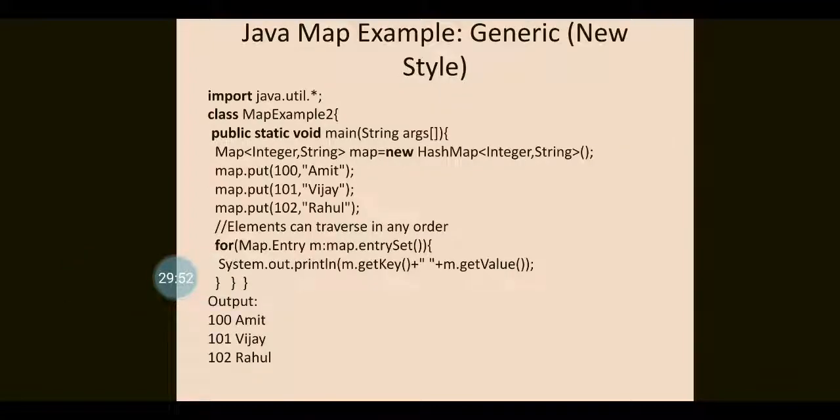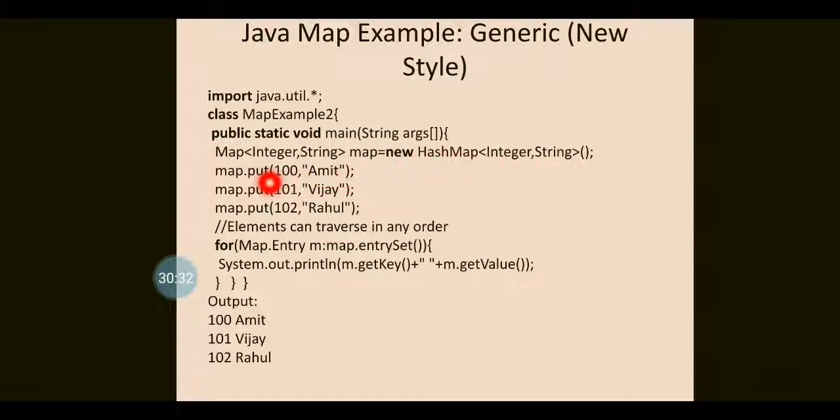Let us have an example. So java.util, then the user defined class and main method. Map contains key and value pair, so we have to give two data types, one for key and another for value. So Integer comma String, which means that the key will be of integer type and the value will be of string type. And map is the object name. New HashMap. We can implement the map interface in three ways: HashMap, LinkedHashMap, or TreeMap. Integer, String, that is key and value pair.